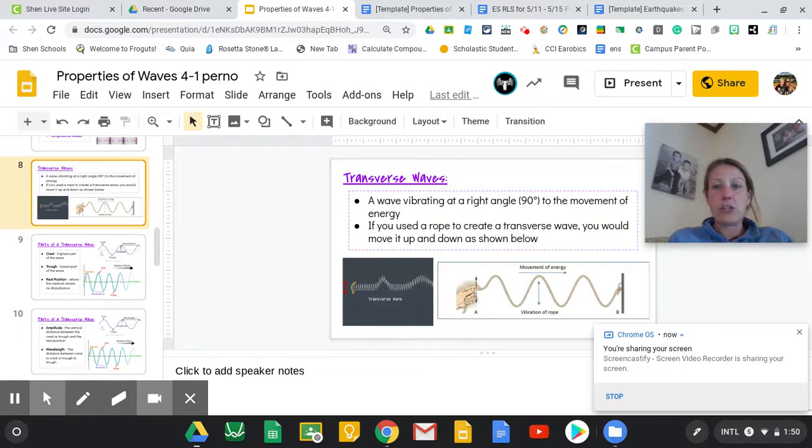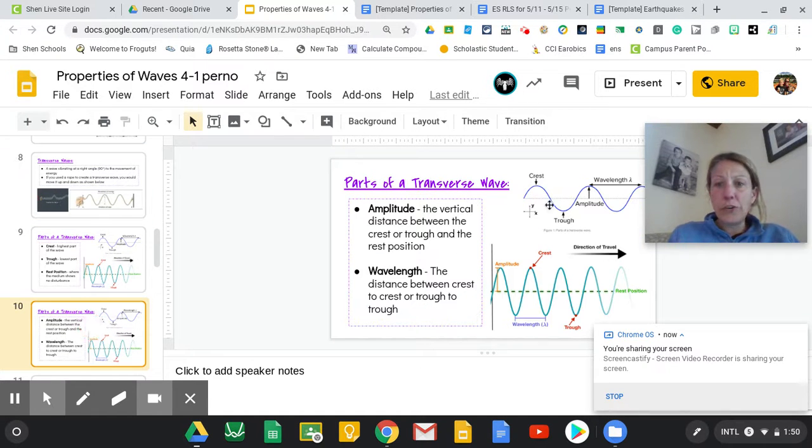Okay, so a transverse wave will move up and down. So that's a transverse wave. It has parts. The parts of the transverse wave are known as crest. So the crest is the highest part. Trough is known as the lowest part.